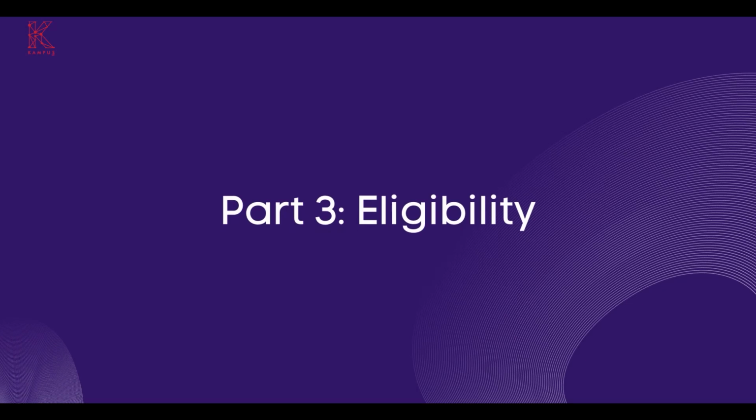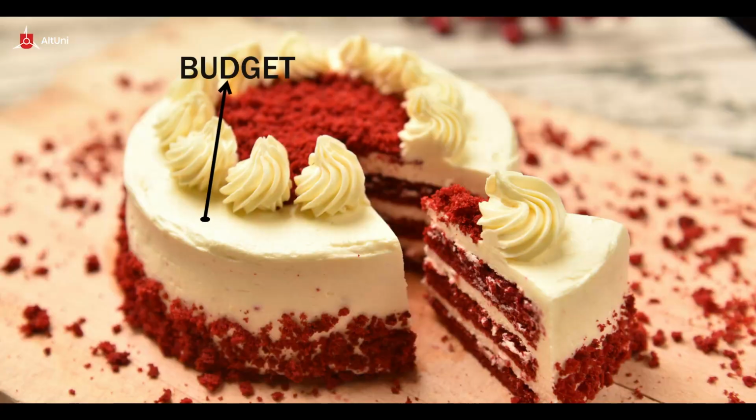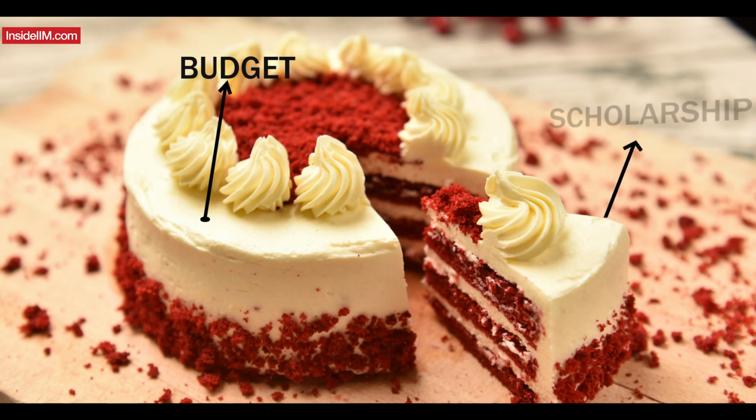The third part of this video talks about eligibility. To understand this part, you need to know the other side of this equation. So imagine that you are the institution who is giving out scholarships. Now, like we calculated our personal budget, these institutions have their own budget. And to make life easier, let's take an example. Let's imagine that budget is a cake, a red velvet cake, and a scholarship is one slice of that cake.